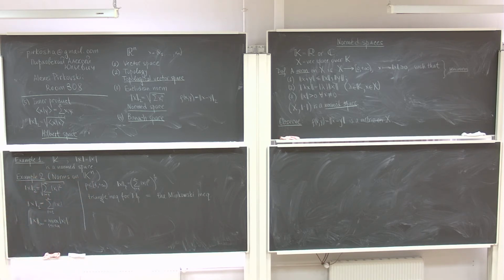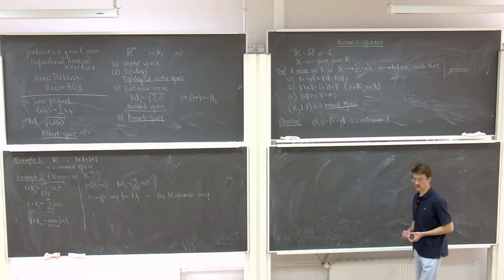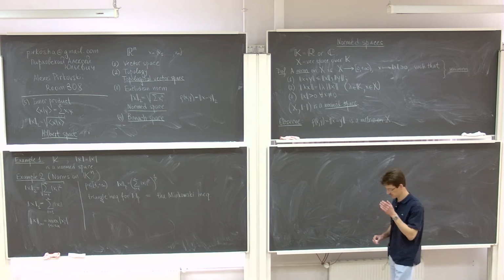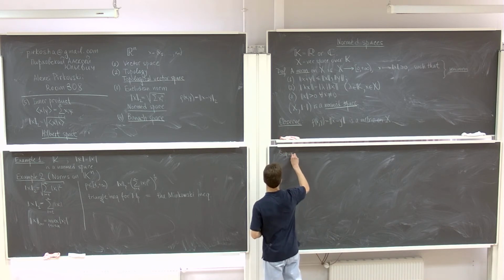We see from this example that there is a whole interesting family of norms on K^n, and if n is bigger than 1, then all of them are different. Of course, if n equals 1, then we get this norm. But if n is at least 2, then all of them are different. Okay, let's now look at something infinite dimensional. An important group of infinite dimensional normed spaces consists of sequence spaces.